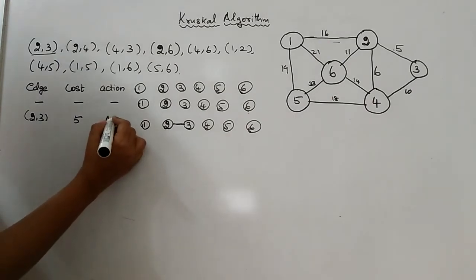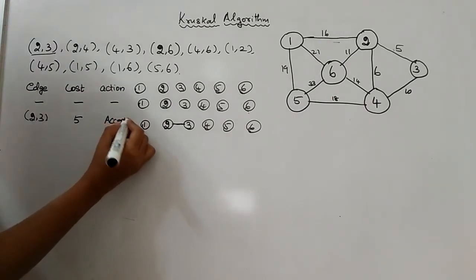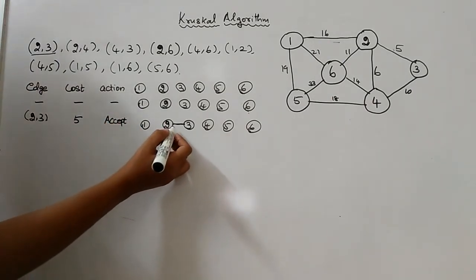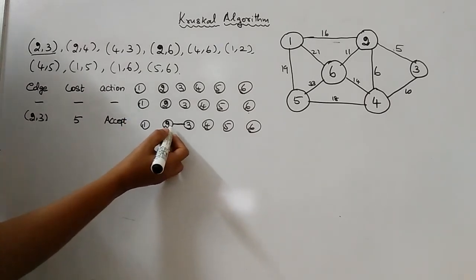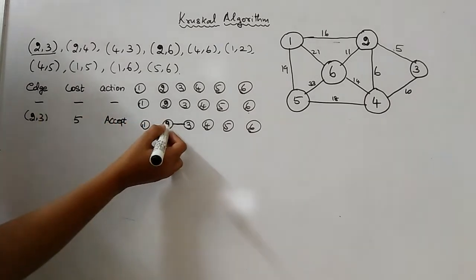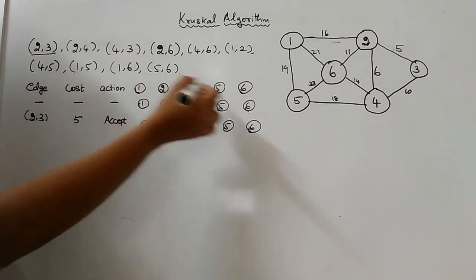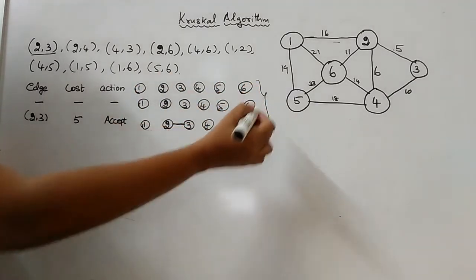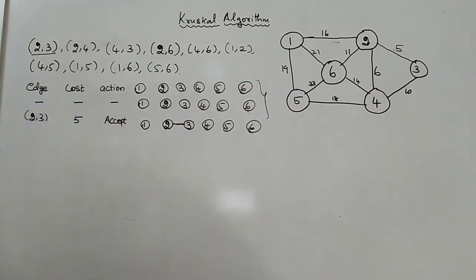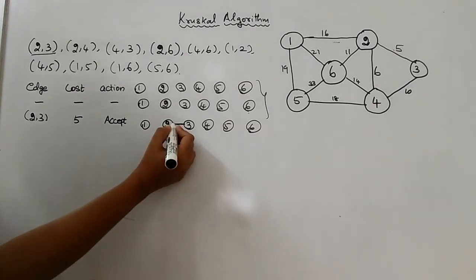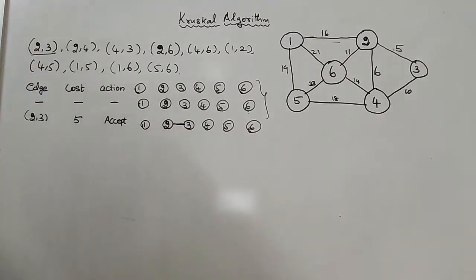Why am I going to accept this one? Because there is no other edge covering the vertices 2 and 3 in this graph. So this is the first edge which is covering 2 and 3. That's why I can accept this one.